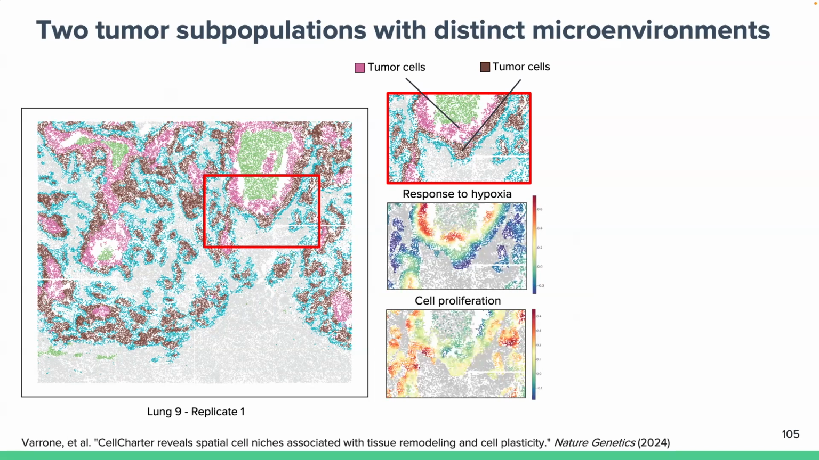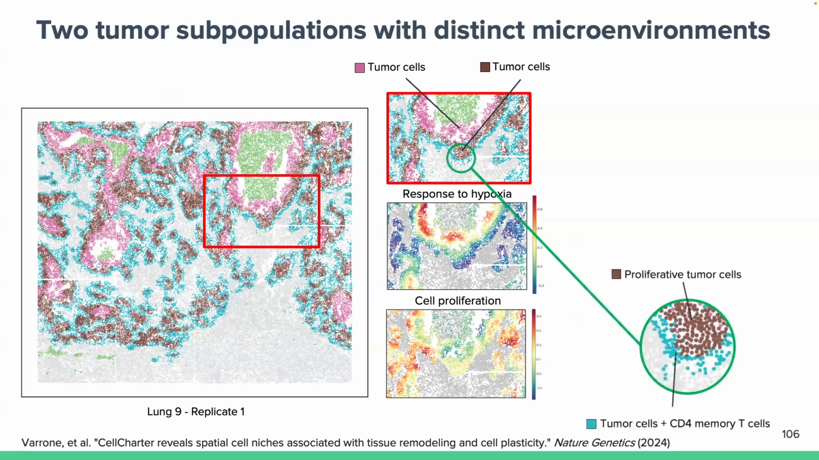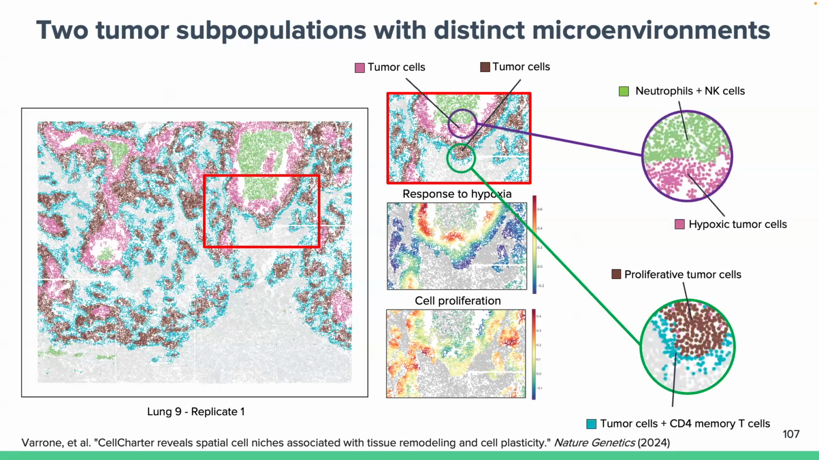One population, the pink one, is undergoing response to hypoxia, which means the lack of oxygen. And the other subpopulation is more proliferative. So this shows the advantage of using gene expression directly in this case. But what was also interesting is that those 2 subpopulations were surrounded by different other domains. Whenever you saw proliferative tumor cells in brown, you would see a domain around composed of mainly tumor cells and CD4 memory T cells. And whenever you saw pink hypoxic tumor cells, you would see nearby a domain composed mainly of neutrophils and natural killer cells, although there were other cell types, but these were the main 2.